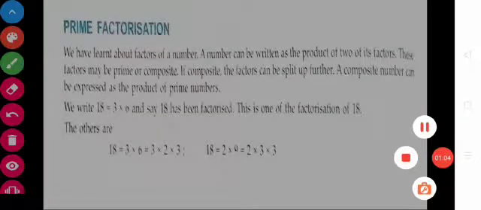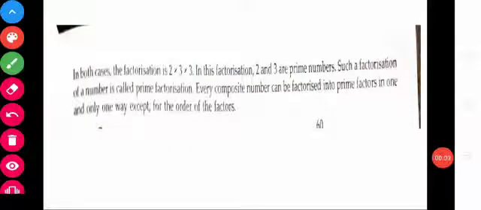And then one more way, 18 can be written as 2 into 9. 2 nines are 18. This 9 can be written as 3 into 3. 3 threes are 9. In both cases, the factorization is 2 into 3 into 3.